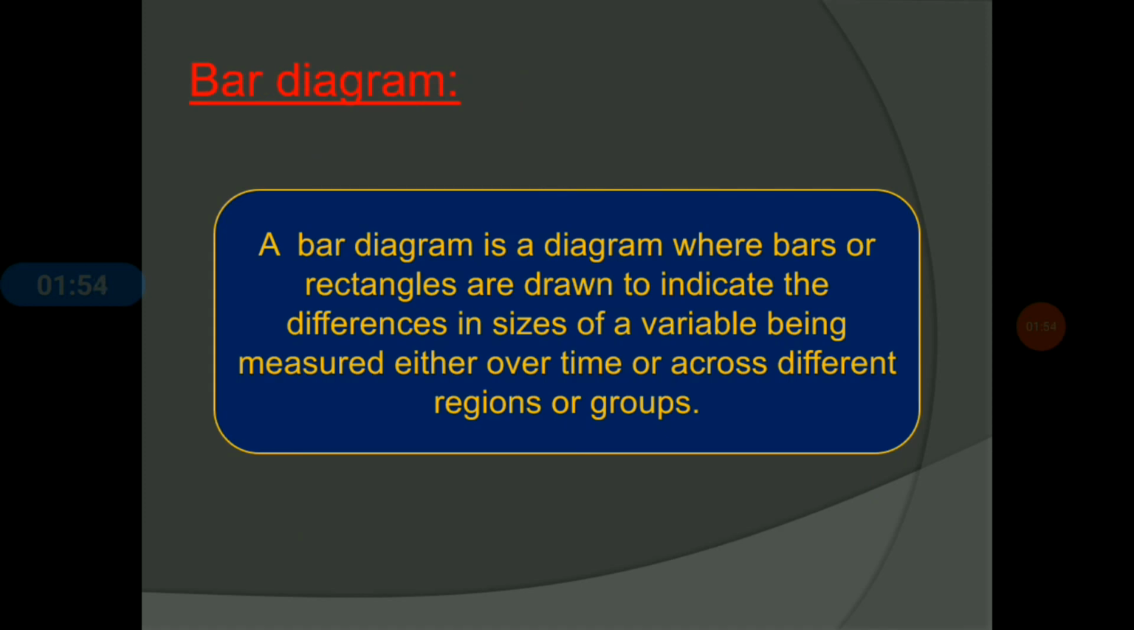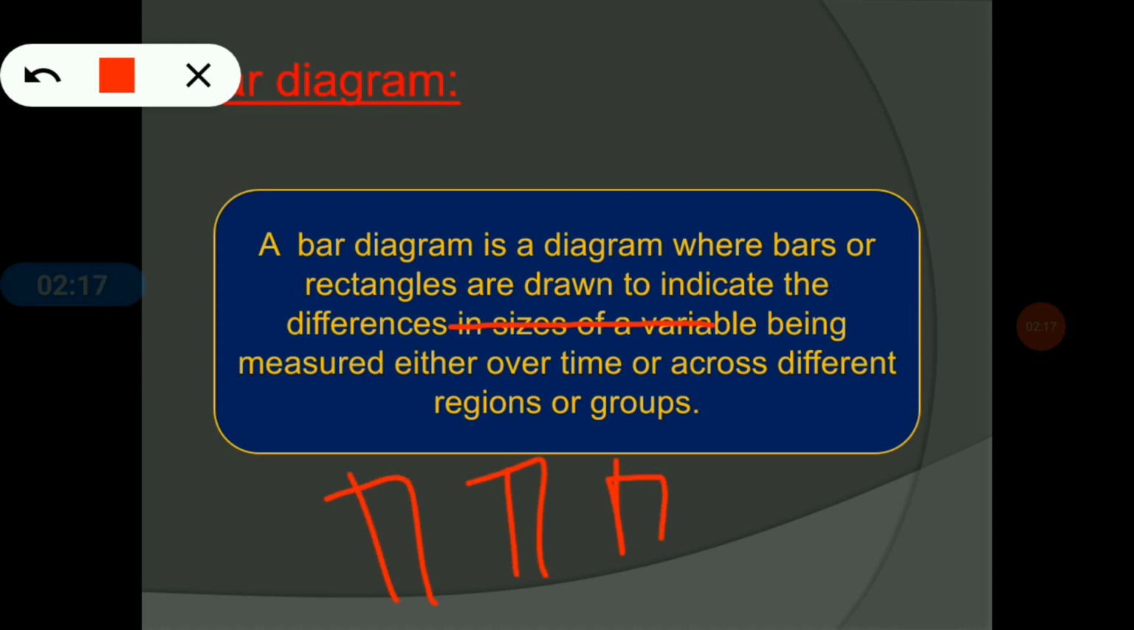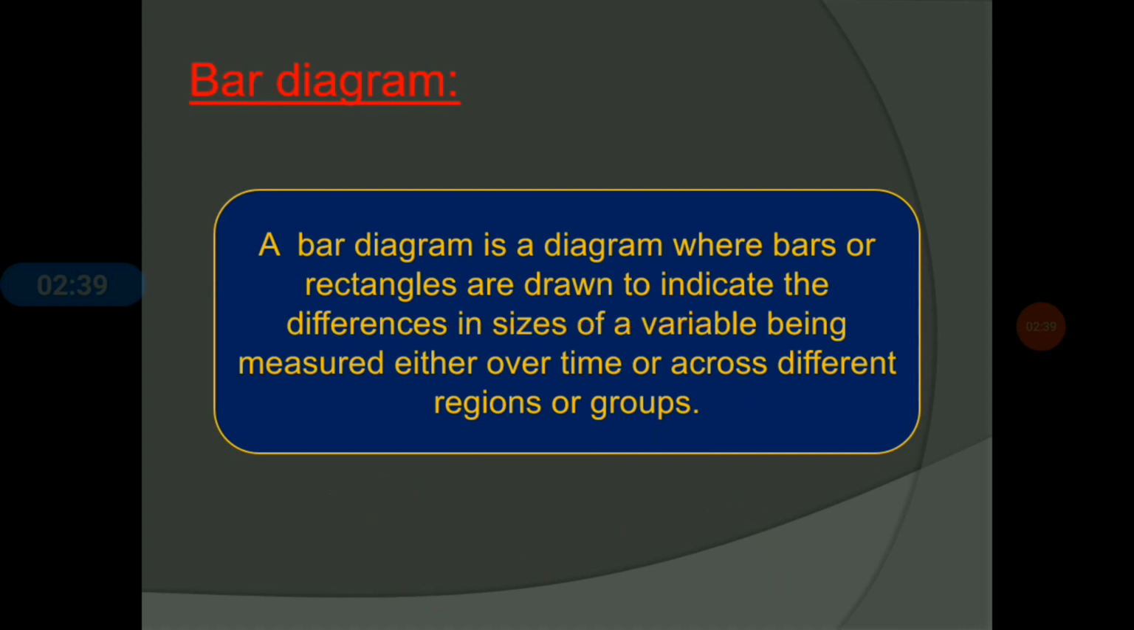Here we can see the definition of the bar diagram. Learner, at first we have to know what you mean by a bar diagram. A bar diagram is one kind of diagrammatic representation where bars or rectangles are drawn to indicate the differences in the size of the variable being measured, either over time or across different regions or groups. Now going to the next slide, where we can see the graphical representation of the bar diagram, and I think it will be very easy to understand.